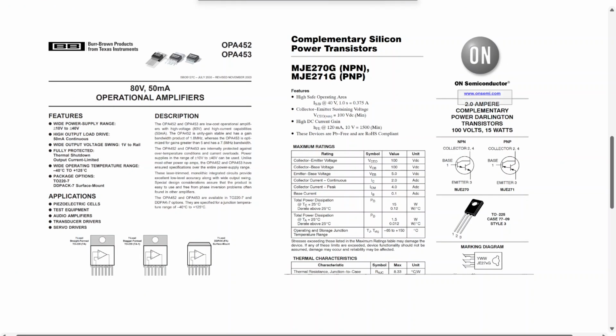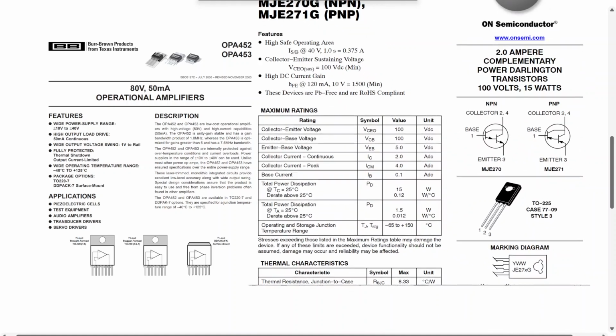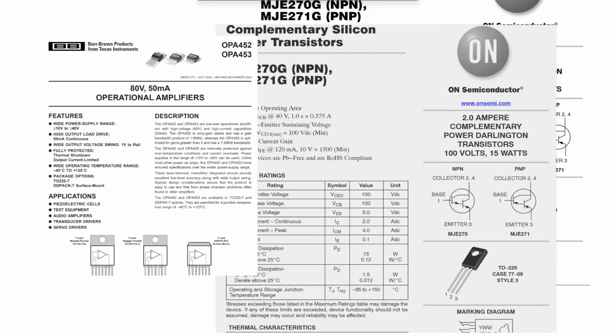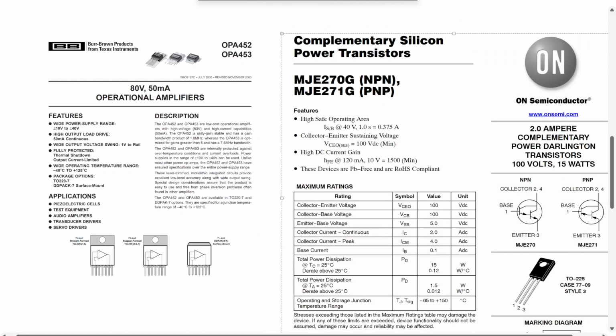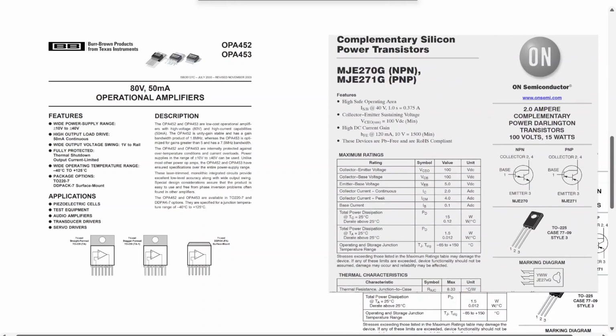And finally, if we had gone with Darlington instead of Sziklai, these complementary silicon BJTs from onsemi would be a good choice, but these are purely Darlington pairs, not Sziklai pairs. So this is not applicable to this example directly, but a variant of this example can use these transistors.